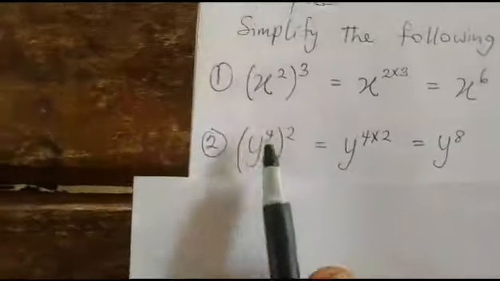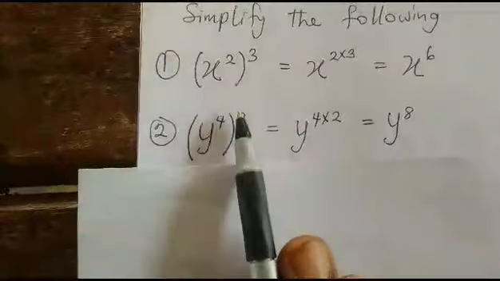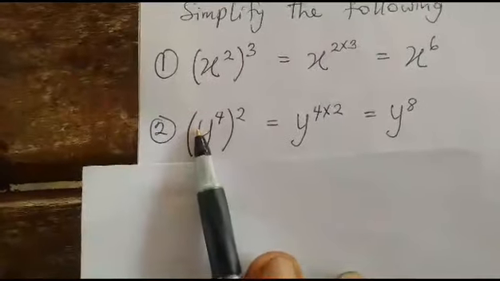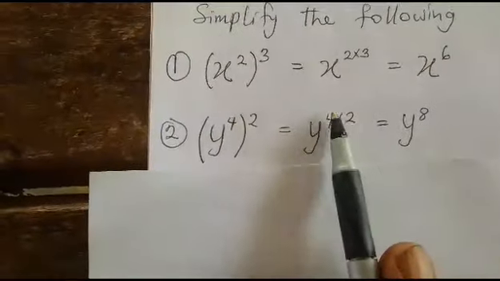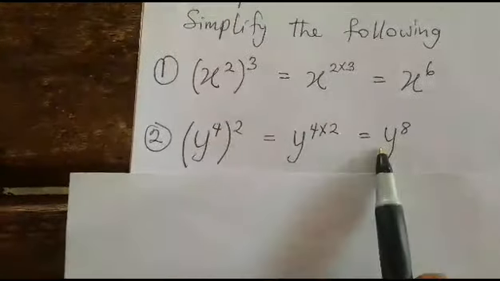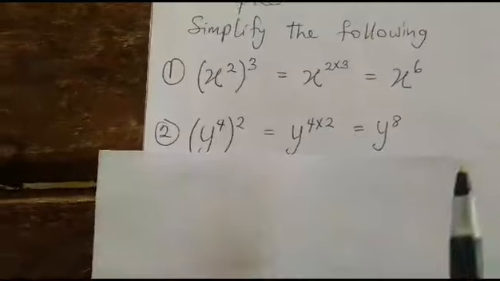Now let's continue with number 2. If you have y raised to power 4 into the bracket of 2, it means you are going to multiply the powers here. It will now be y raised to power 4 times 2, which is y raised to power of 8.